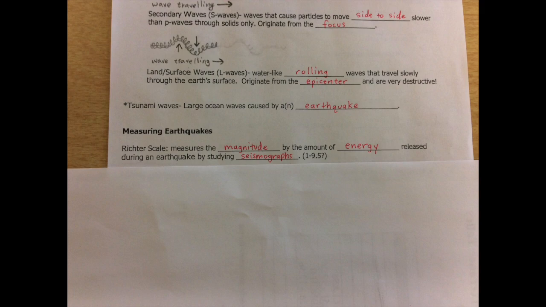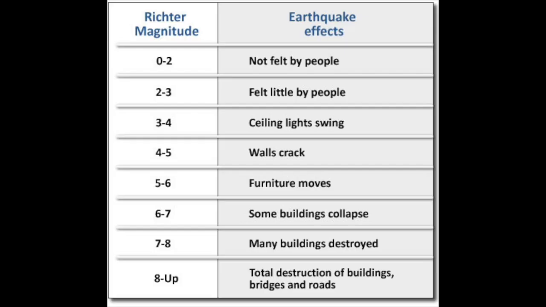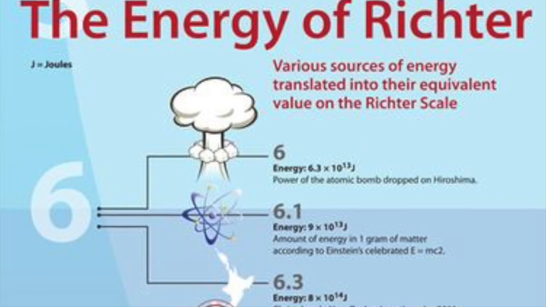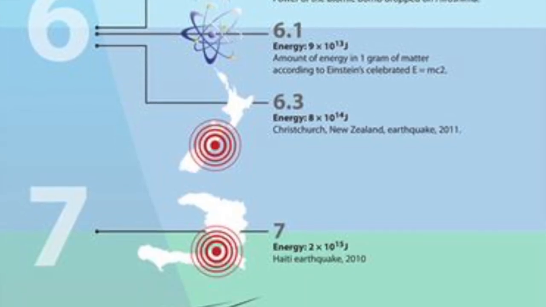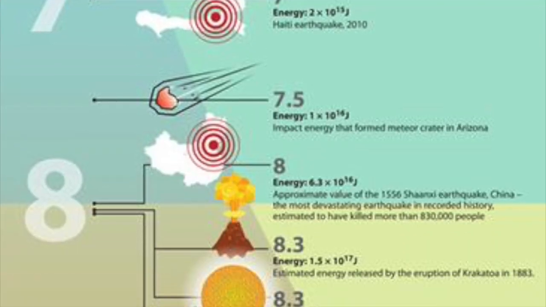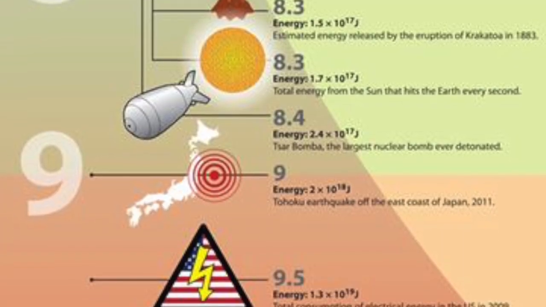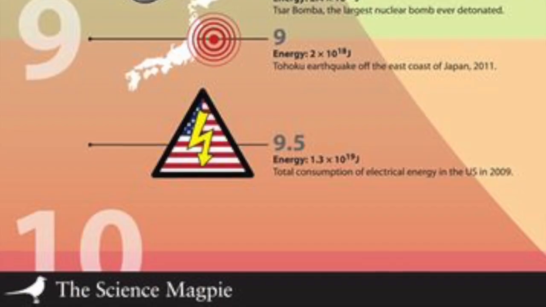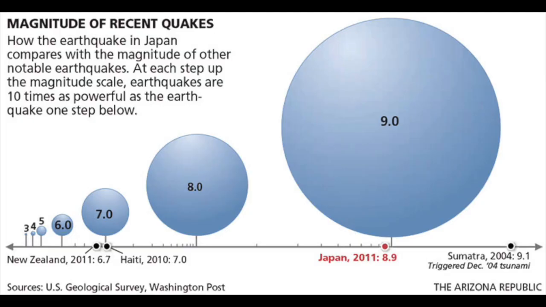Oftentimes you'll hear people refer to different earthquakes based on the magnitude or the amount of energy released during the earthquake event. And usually they're referring to a number on the Richter scale. The Richter scale basically goes from 0 to maybe about 10 or so, and every level you go up is 10 times more powerful. So for example, a 6 on the Richter scale doesn't sound that big, but it's equivalent to the atomic bomb dropped by the United States on Hiroshima, Japan during World War II. And when you go from a 6 to a 7, that's 10 times more powerful. So every level you go up is another 10 times stronger than the one before it.